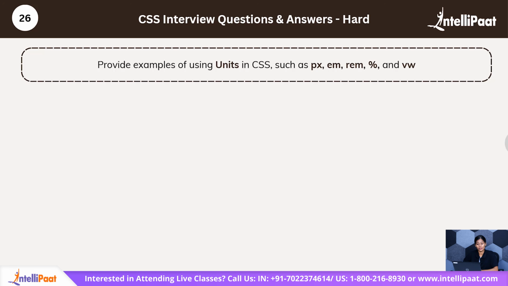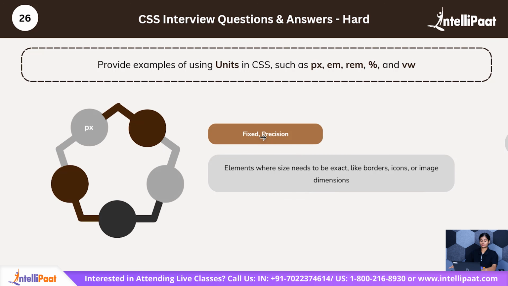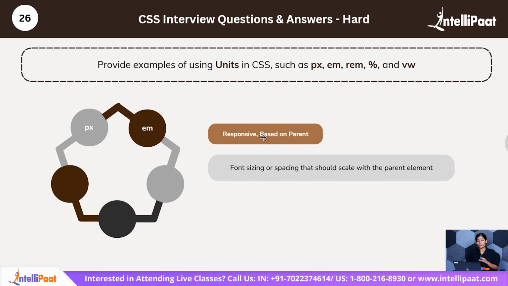Provide examples of using units in CSS such as pixels, em, rem, percentage, and viewport width. So let's look at them one by one. Before using all these units, let me tell you one by one exactly how these units work. Starting with pixels. Pixels are fixed. When an element's size needs to be exact, it's like hard coding the size of elements. With borders, icons, or image dimensions, when you know that this will not change, then you can use pixels.